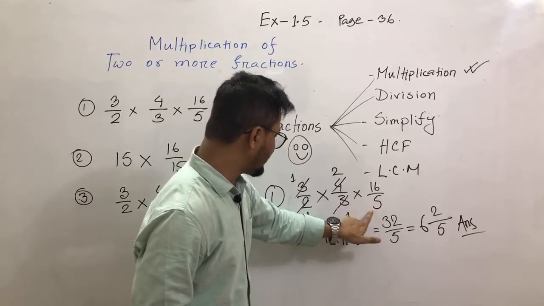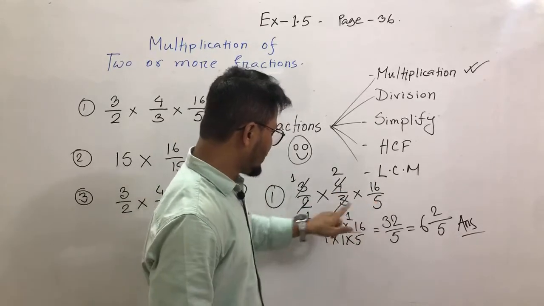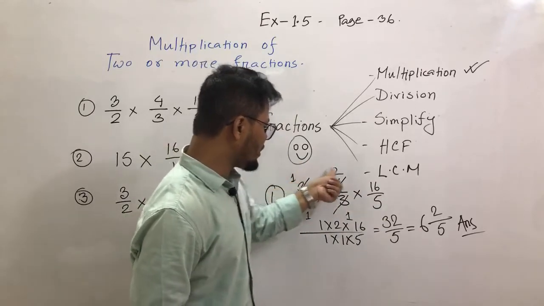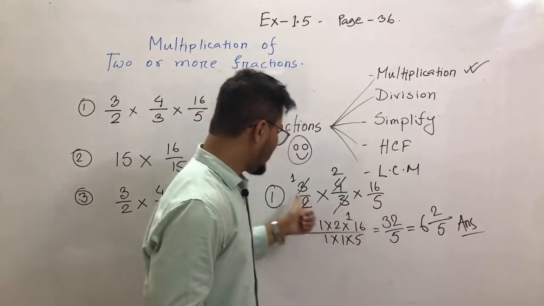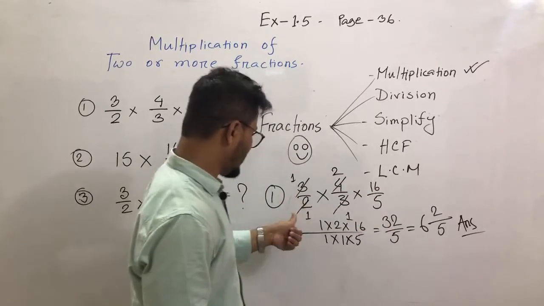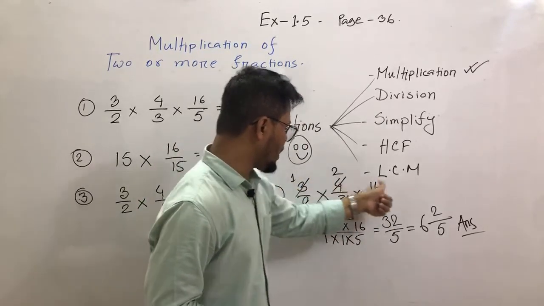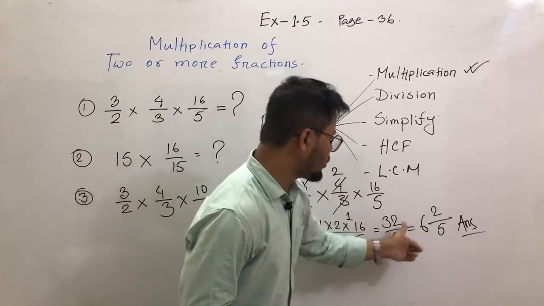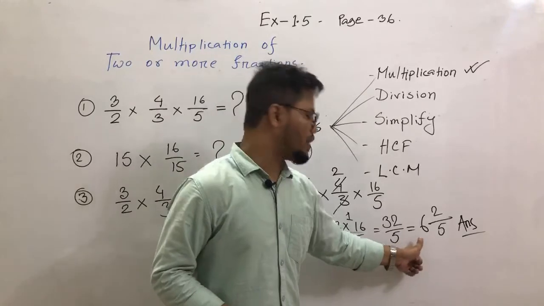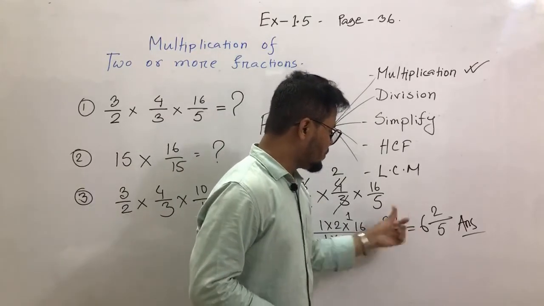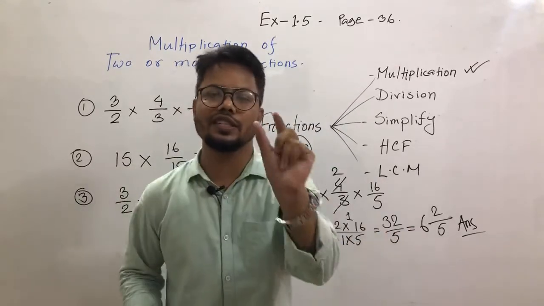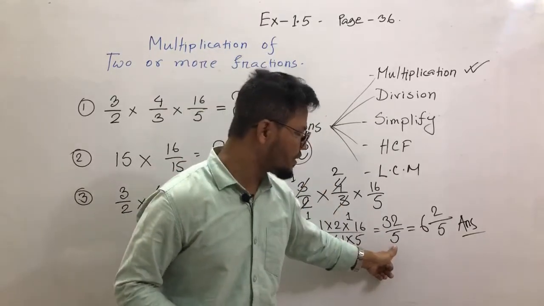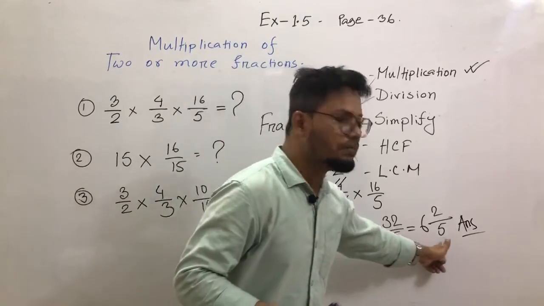16 cannot be divided by any denominators, and this 5 cannot be divided by any numerators. So all denominators multiply here and all numerators multiply here. Numerators are 1, 2 and 16, so 1 times 2 times 16, and denominators 1, 1, 5. Now this is an improper fraction, because the numerator 32 is greater than the denominator 5. That's why we have to convert this improper fraction to a mixed fraction.